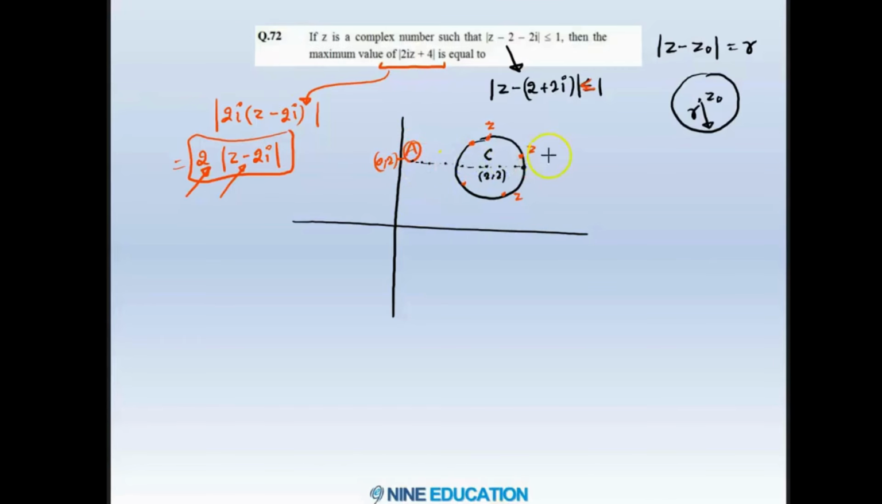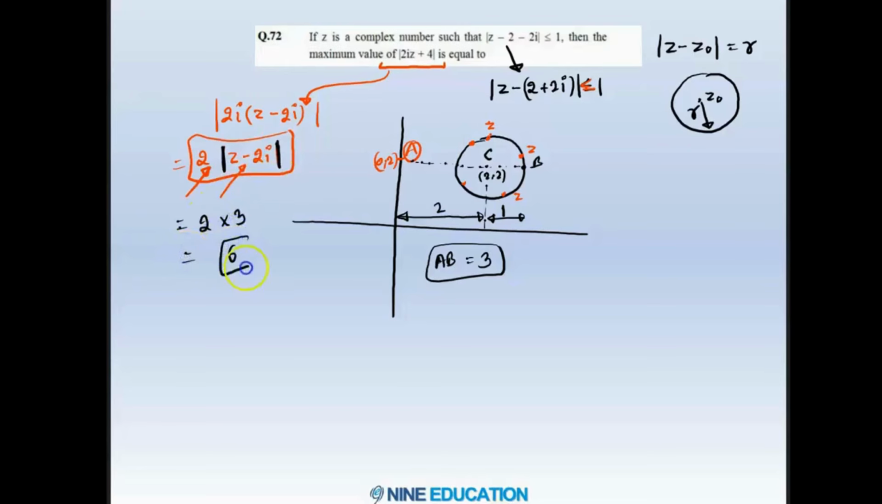So we need to calculate this AB distance. Already we know till the center it is 2. Okay, and the radius of the circle was 1, so this distance is 1. So AB is equal to 3. Okay, and what is AB? AB is basically represented by this |z − 2i|. So I can say the overall answer is 2 into 3, and that is nothing but 6. This is the maximum value that it can take.